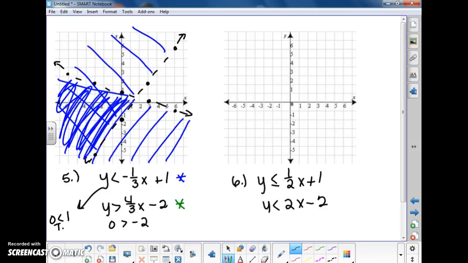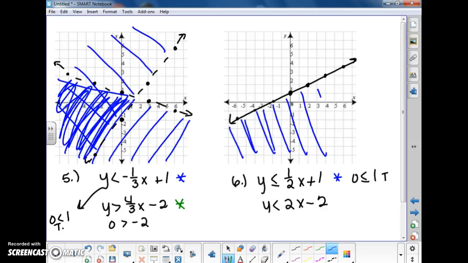Okay, so you're going to begin at plus 1. And I'm going to go up 1, right 2. 1, 2. Down 1, left 2. And I'm going to connect with a solid line. If I use 0, 0 as a test point, is 0 less than or equal to 1? That's a true statement. I'm going to shade the region that contains 0, 0. Very good.